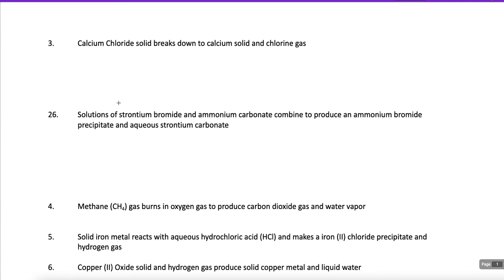Calcium chloride. So if you write that out, calcium is 2 positive. If you look at the tan chart, chloride is 1 negative. Crisscross, CaCl2. That's a solid. It's going to break down. That means it's a decomposition to calcium solid, Ca(s), and chlorine gas.